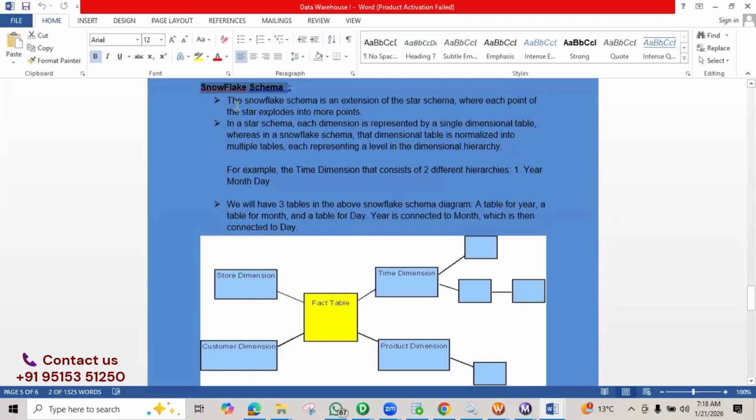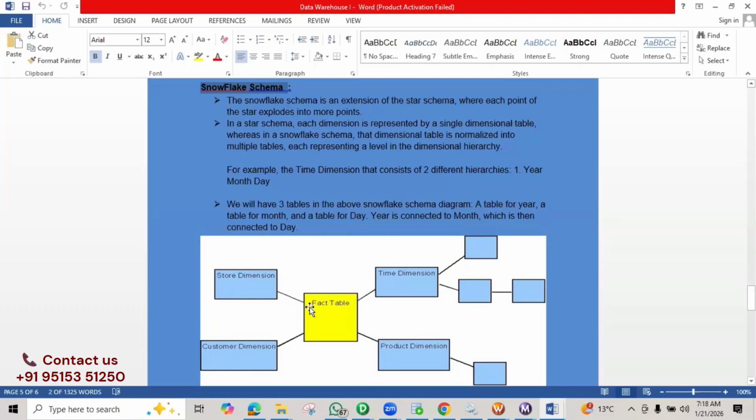Now, what is the snowflake schema? A snowflake schema has one centrally located fact table, surrounded by multiple dimension tables, and these dimension tables are attached to other dimension tables. Here the arrow line indicates that there is a relation between the tables. If there is no arrow line, it means there is no relation.